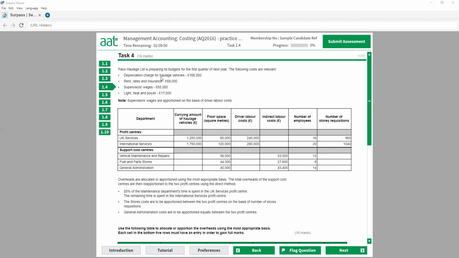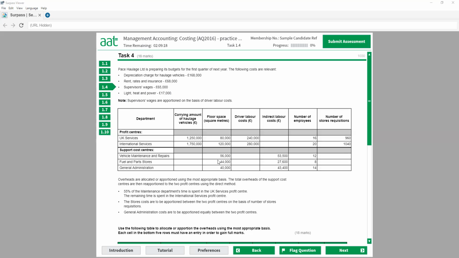It says Peace Limited is preparing its budget for the first quarter of the next year. The following costs are relevant. We have depreciation, that is 168,000, rent, rates and insurance 68,000, supervisor wages 65, light, heat and power 17,000. Supervisor wages are apportioned on the basis of direct labor hours. So you need to remember that.